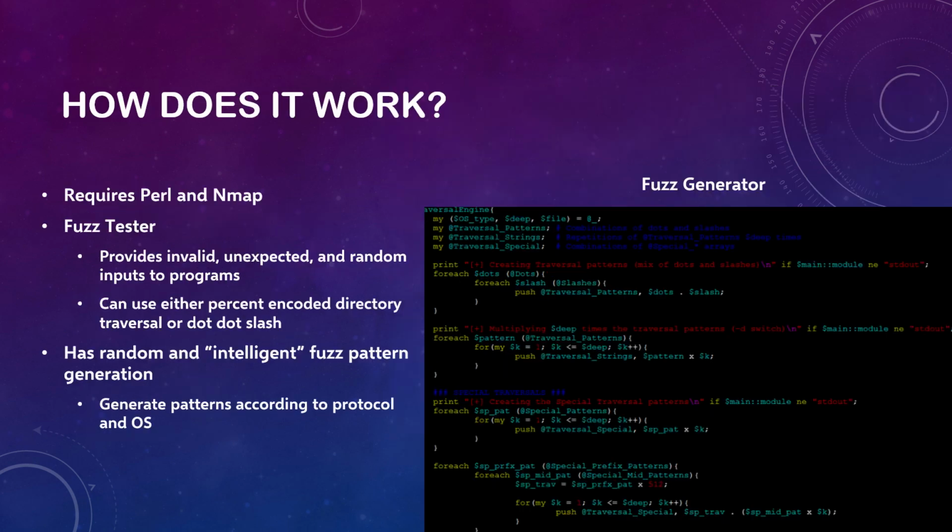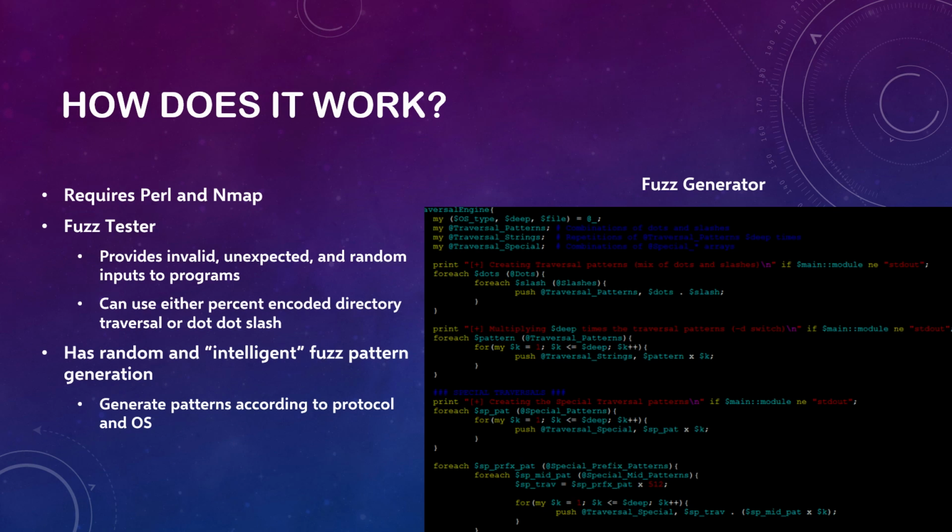It works by using Perl and Nmap, because it's coded in Perl, and Nmap is used to find the OS of the server. Like I said before, it's a fuzz tester, and it provides invalid, unexpected, and random inputs to programs. You can either use percent encoding, directory traversal, or ../ The image on the right is some sample code of how it generates the fuzz.